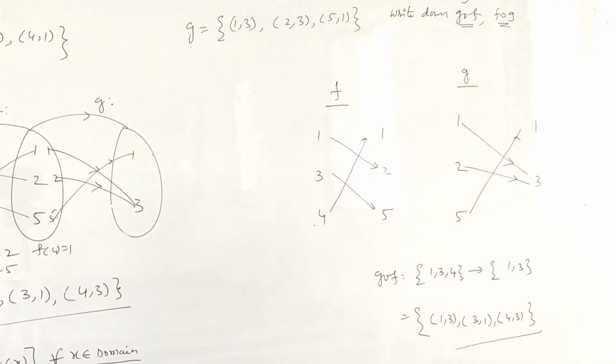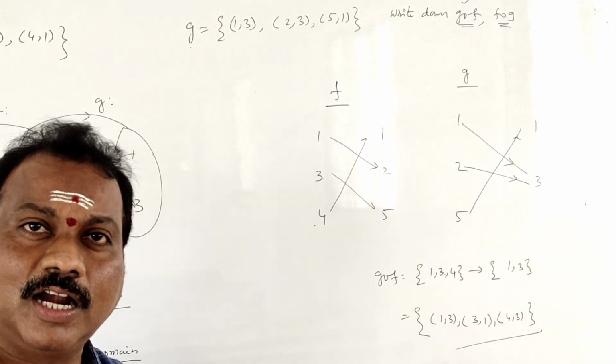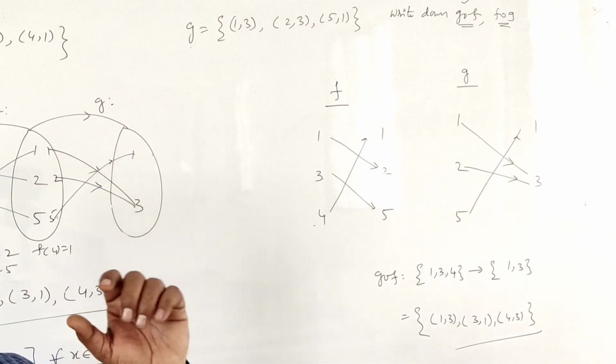So G circle F is possible. Sometimes they will ask what is F circle G. F circle G is not possible. Why is it not possible? Because the domain of F is not equal to the codomain of G. Like this we have to solve the problems, students.